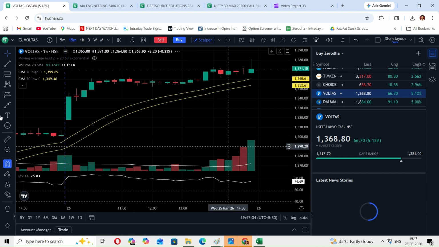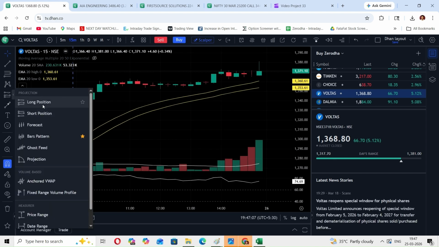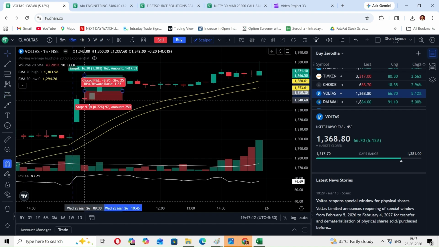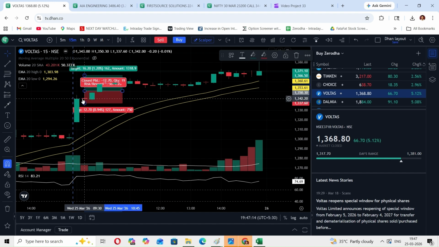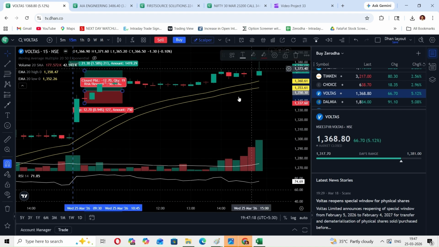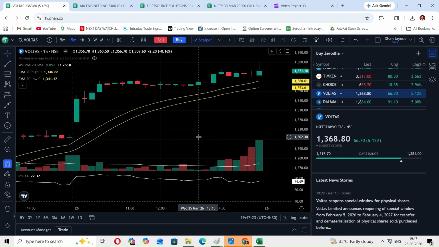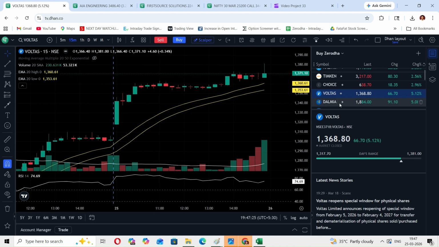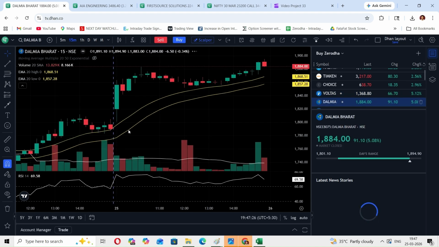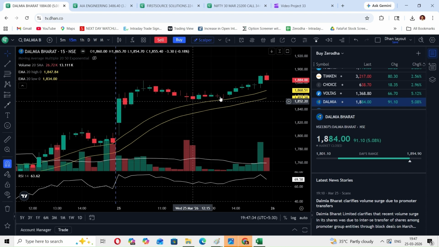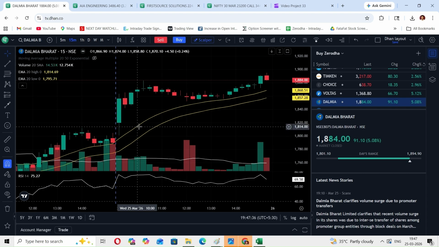This was a Voltas trade. Here also if you would have taken a trade at this particular red candle's high, because RSI value is above 60, here also you would have got around 1 is to 2 profit in this trade, right? So these are some examples. You can see there are a lot of examples, you can backtest them with this particular strategy, and you will see this strategy works beautifully.